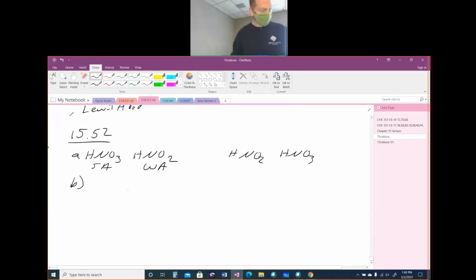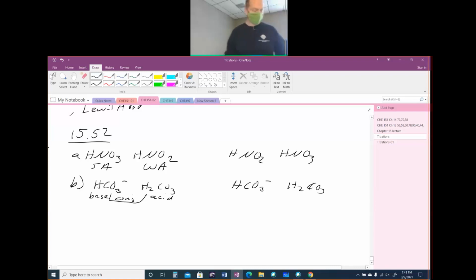Part B, the question is HCO3 minus and H2CO3. Well, these are conjugates. And of course, the acid is the one with the most H's, and then the base is the one with one fewer H. All right, and so that one's listed. So if this is a base, it's definitely a weaker acid than the acid. And so your HCO3 minus is the weaker one, and H2CO3 is the stronger acid, because HCO3 minus is actually a base, not an acid at all.